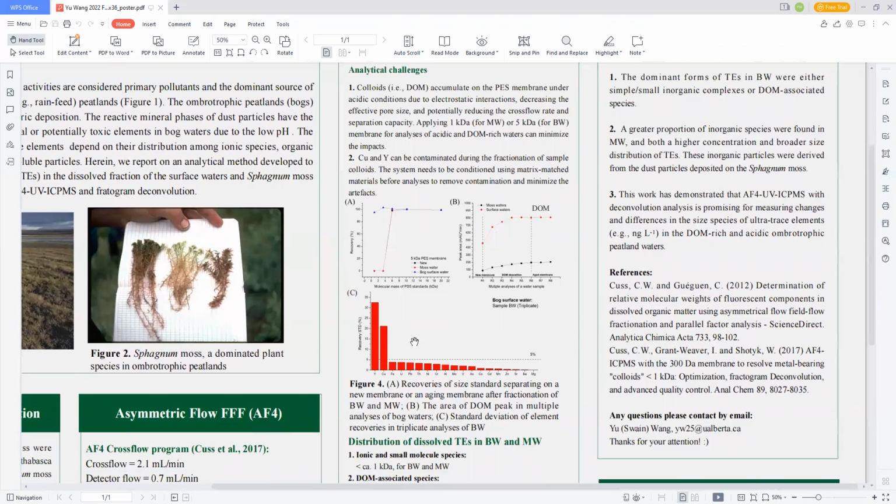The copper and yttrium, as shown in Figure 4C, cannot be reliably measured because of contamination issues during the fractionation of sample colloids. Therefore, the system needs to be conditioned using matrix-matched materials before analysis to remove contamination and minimize the artifacts.